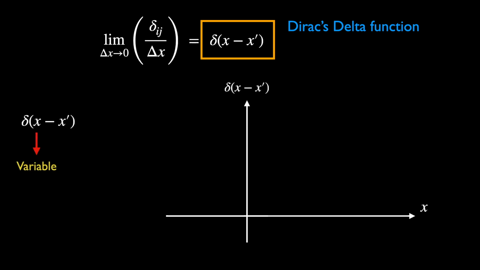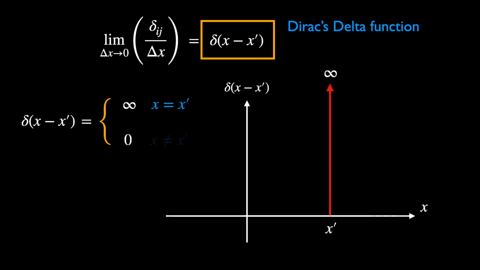Taking x as the variable and x prime as a constant, the delta function is infinite where x is equal to x prime, and 0 everywhere else. Let's look at the limit function.